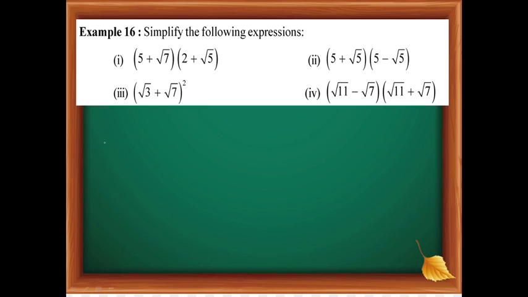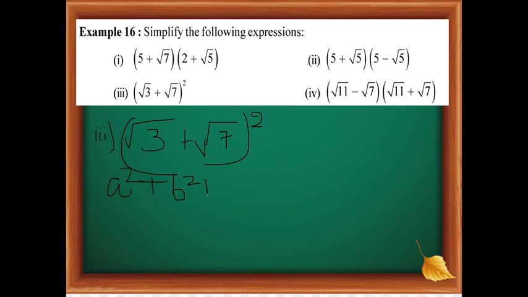Our third question is root 3 plus root 7 whole square. Which identity is important here? That is a plus b whole square. You have learned this in class 8. What will be our answer? A square plus b square plus 2ab.